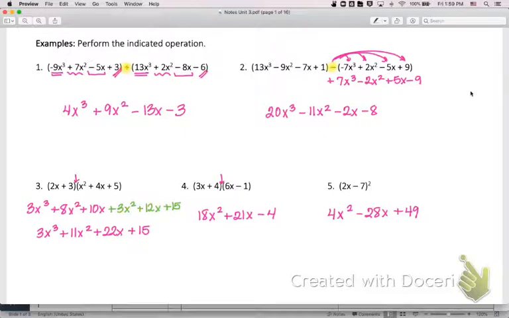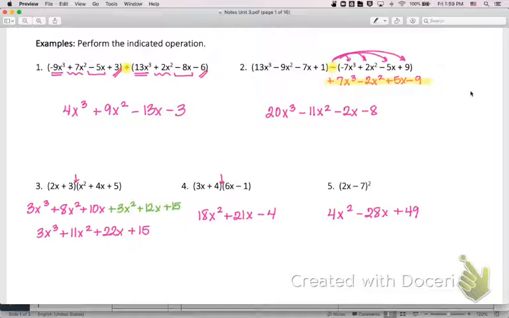On number 2, remember that when we subtract an entire polynomial, we need to first distribute the negative. And so that's how we get this in pink. That's all the signs flipped. After that, we're just combining like terms like we did on number 1, and this is the answer that we get.